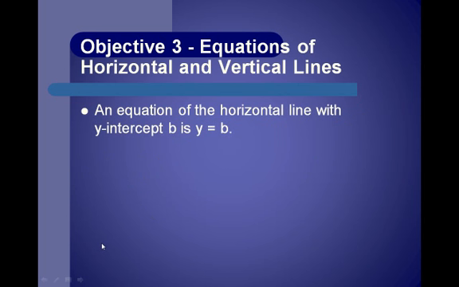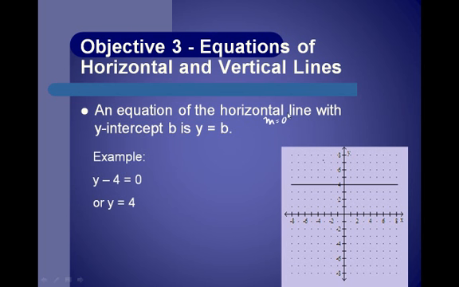Objective 3, equations of horizontal and vertical lines. An equation of the horizontal line with the y-intercept b is simply y equals b, because for a horizontal line the slope was 0. For example, y minus 4 equals 0 can be rewritten as y equals 4. What this means is it does not matter what the x value is, the y value is always 4.